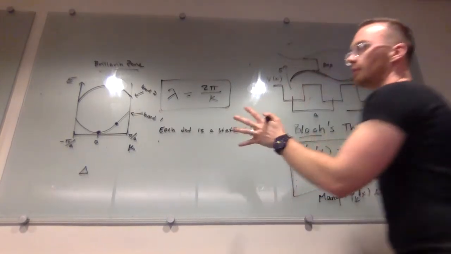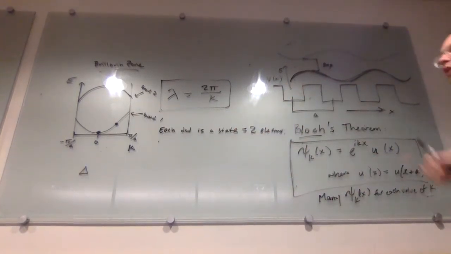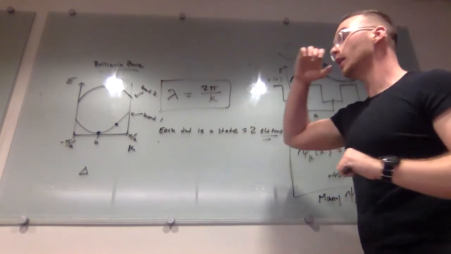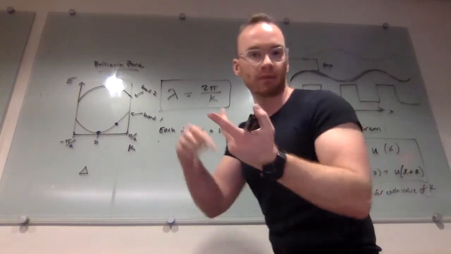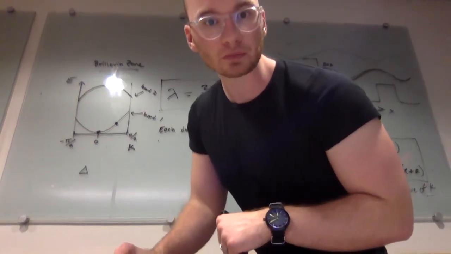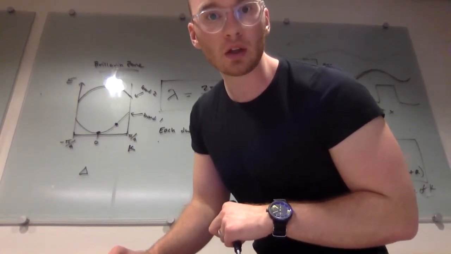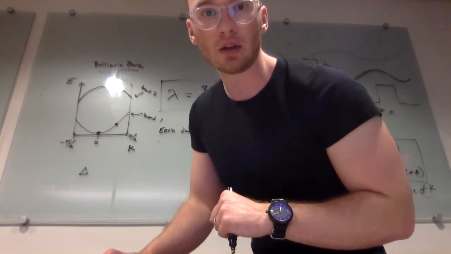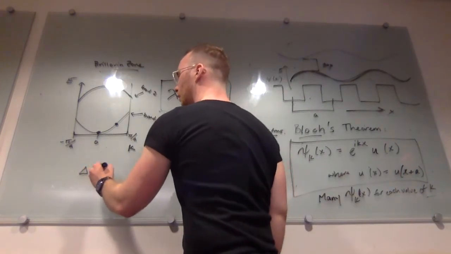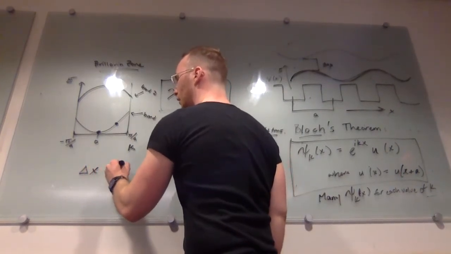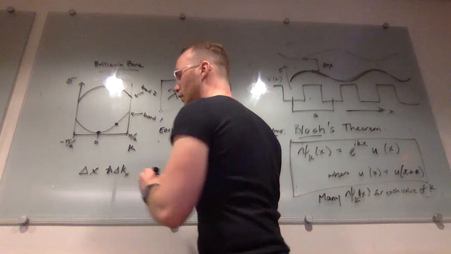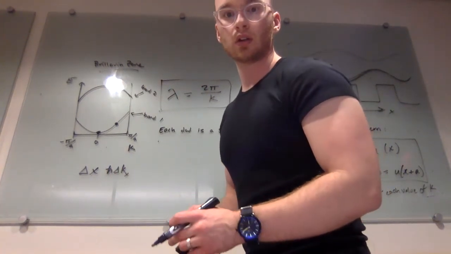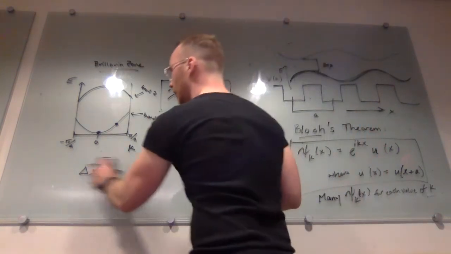They might ask you something about this. I don't know if they will, but just keep in mind that I'm drawing states here, and each state can have 2 electrons because they can have spin up or spin down.